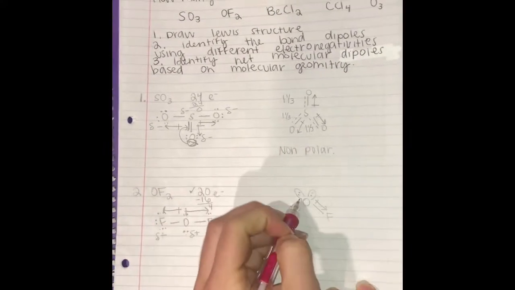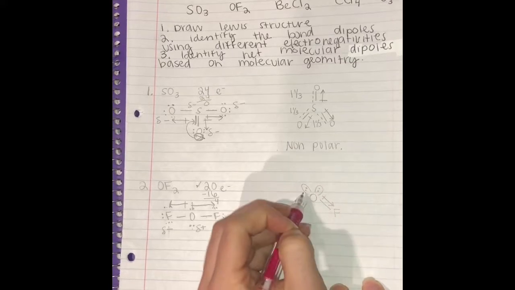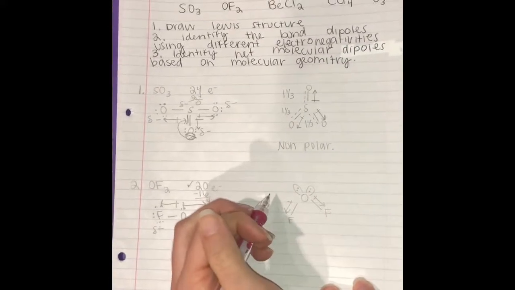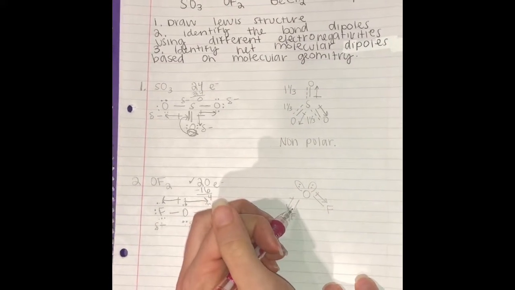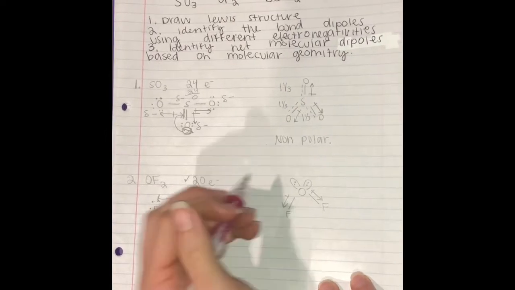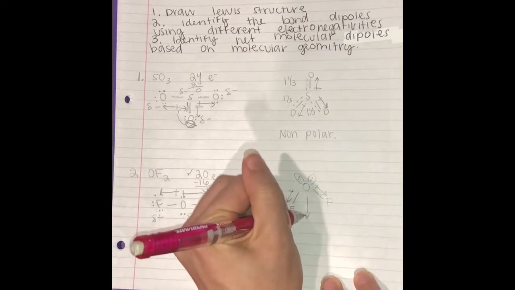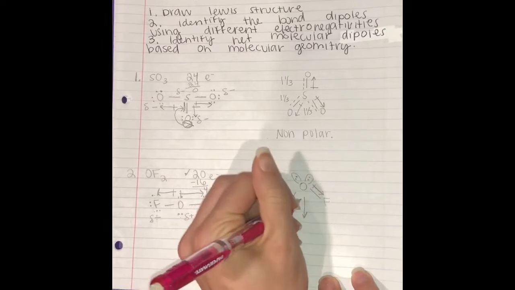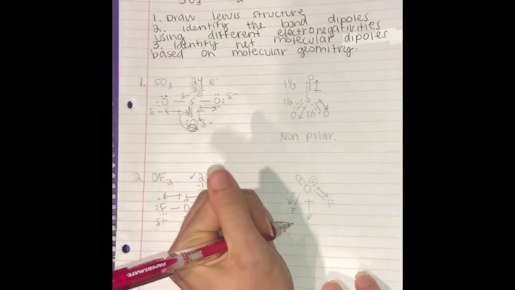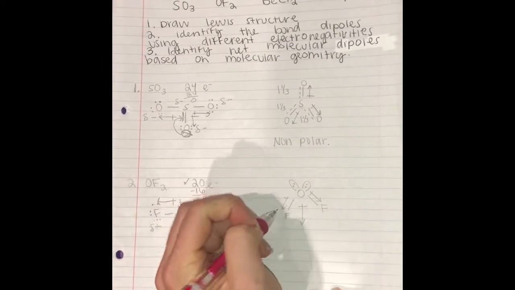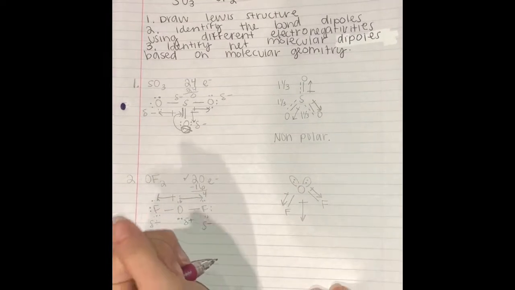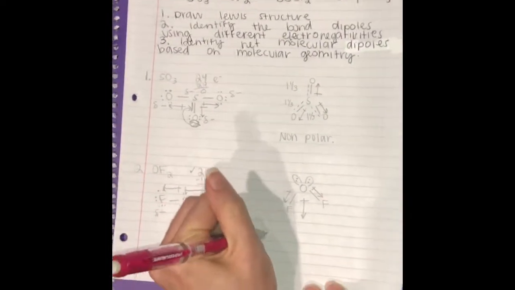And because these are not all equal and the same to where they can't cancel out, we're going to have a net dipole, which is going to go down because both of these go down. So with these not all being the same, this molecule is going to be polar.